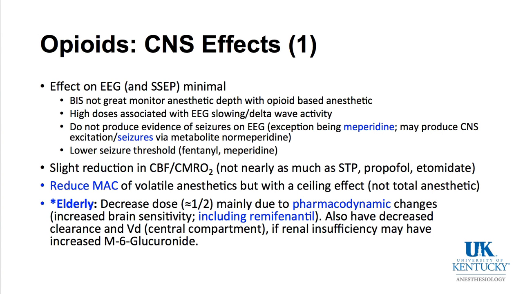There's a slight reduction in cerebral blood flow and cerebral metabolism with opioids, but not nearly as much as Propofol and Etomidate. And when you administer opioids along with the volatile anesthetics, we are reducing the amount of volatile anesthetics that is required to keep a patient from moving. But there is a ceiling effect. Opioids are not total anesthetics. In the elderly, we should decrease the dose of opioids. In fact, we should probably decrease it in half, including remifentanil, because of increased brain sensitivity. That's a pharmacodynamic effect.